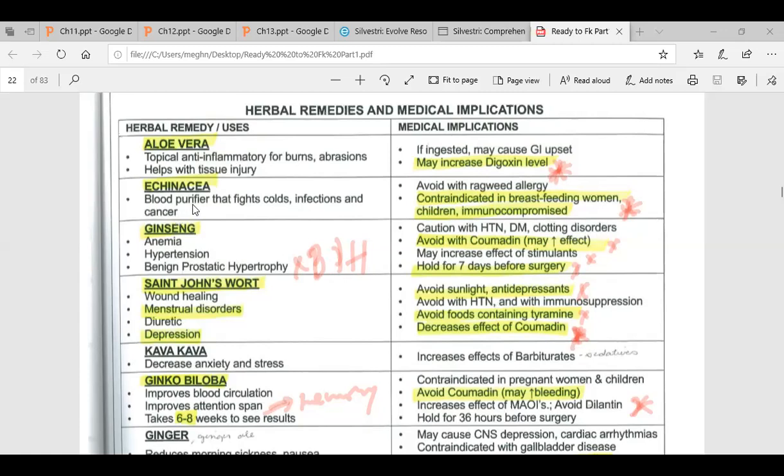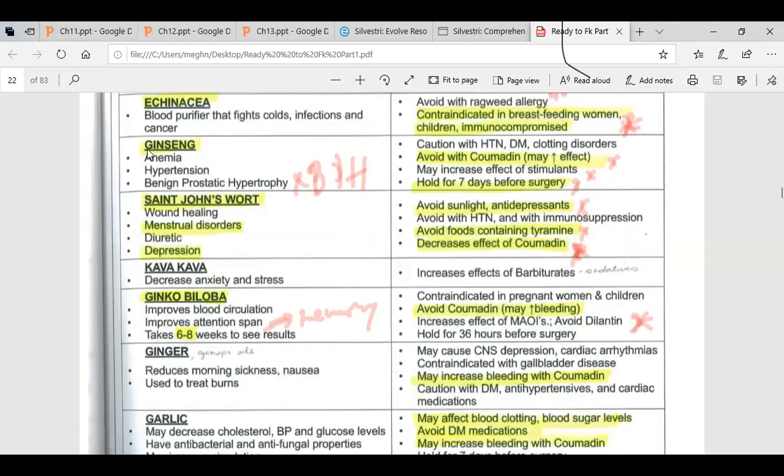The second one is called echinacea. This is a blood purifier that fights against colds or infection. Echinacea is contraindicated in breastfeeding, so the mother who is breastfeeding the baby is not the ideal candidate for echinacea, right?